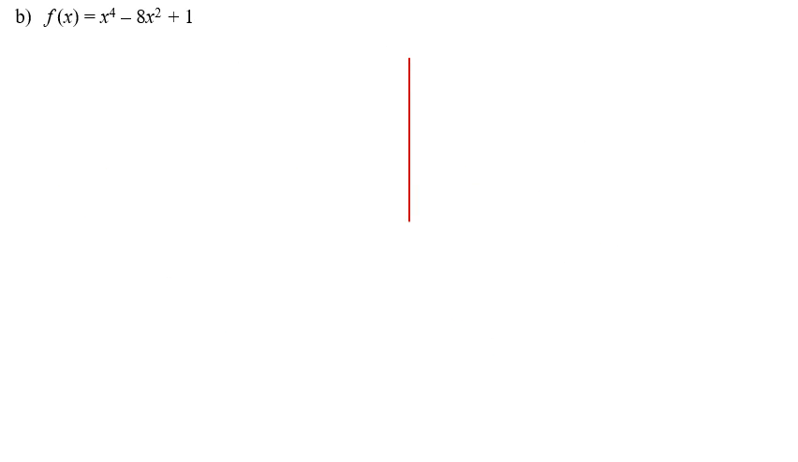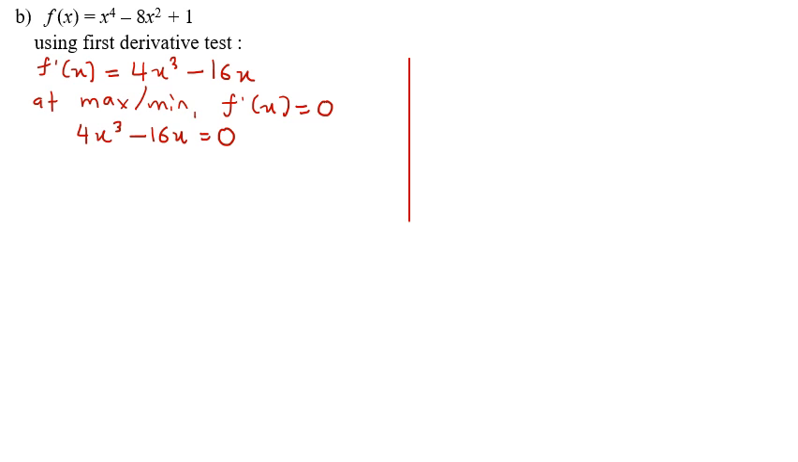Right, so now for question B, given the function f(x) = x to the power of 4 minus 8x squared plus 1. So using the first derivative test, we know that f prime, we differentiate, would be 4x cubed minus 16x. And we know at a maximum or minimum, f prime must equal 0. So we equate f prime with 0.